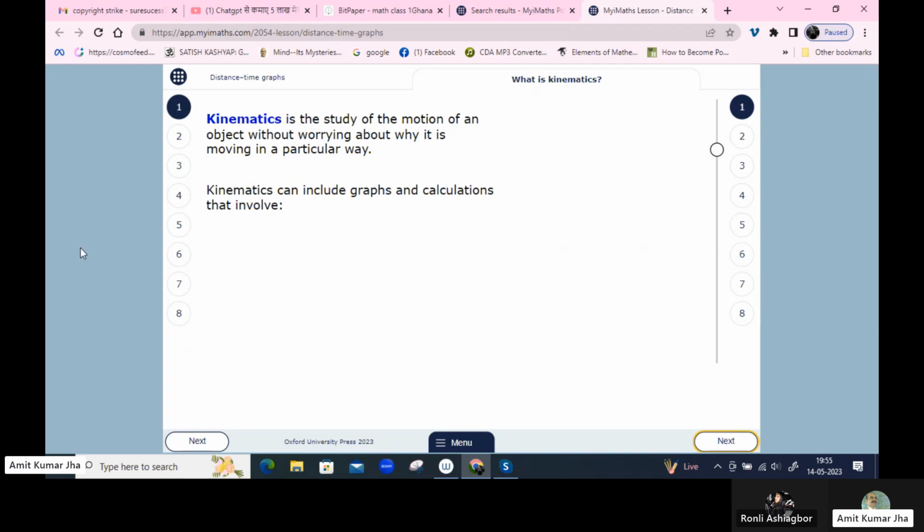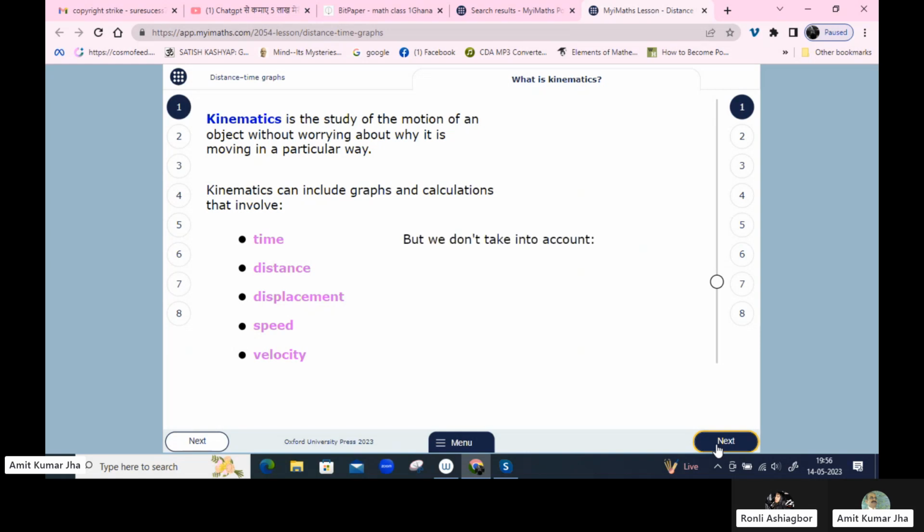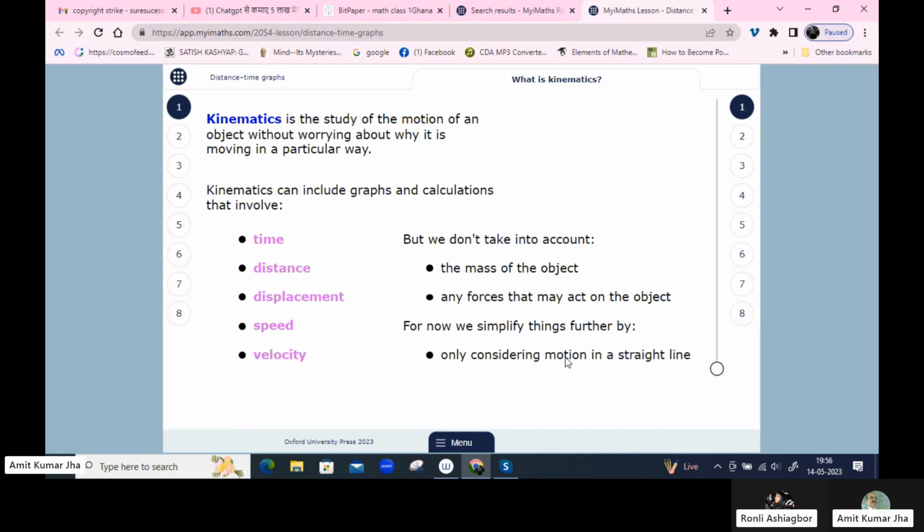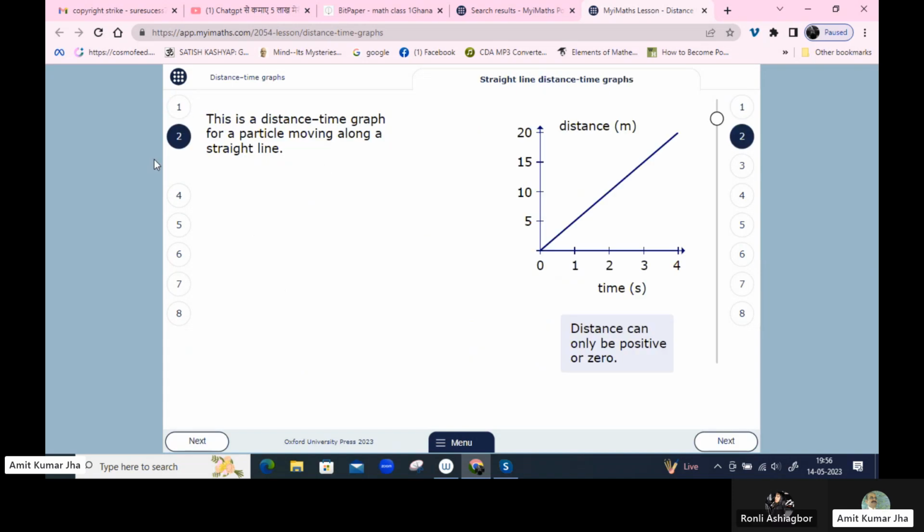Kinematics can include graphs and calculations that involve time, distance, displacement, speed, velocity, but we don't take into account what? The mass of the object, the forces that may act on the object. For now, we will simplify things further by only considering motion in a straight line. So these are a few conditions that he has mentioned. Okay, coming to the next.